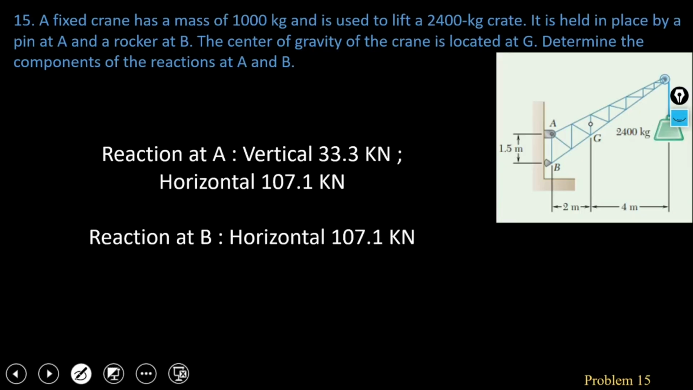Again, this is the demonstration problem. You can take the moment about point A so that you can get the reaction force RB, and later you can take the summation of the forces so that you can get the values of the horizontal reaction force at A and the vertical reaction force at A.